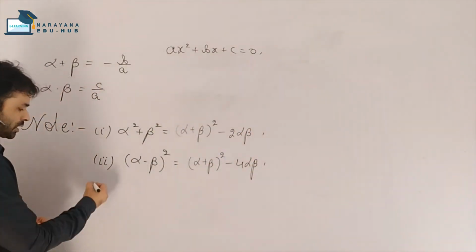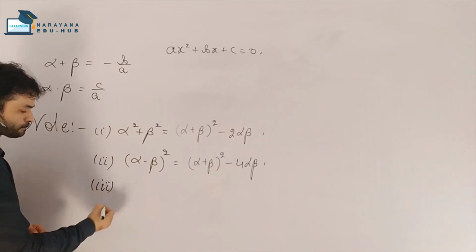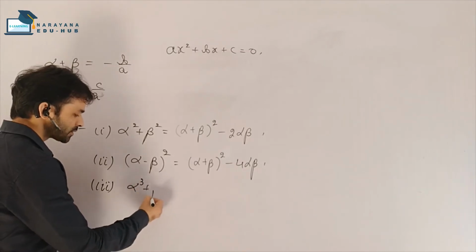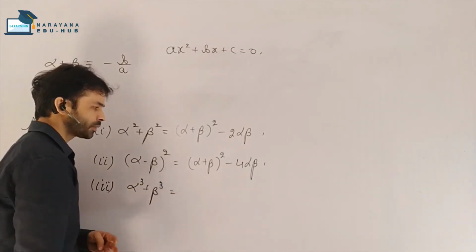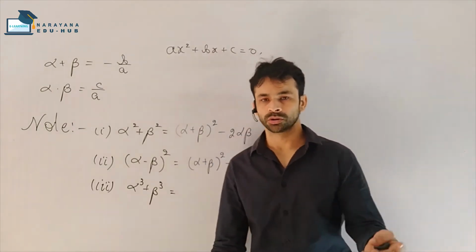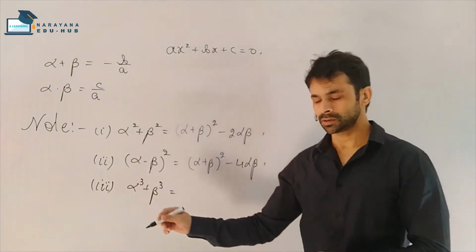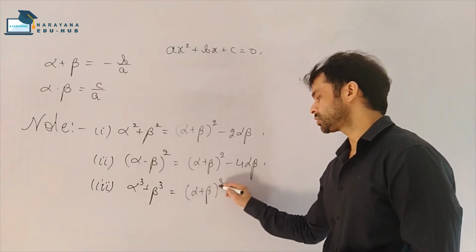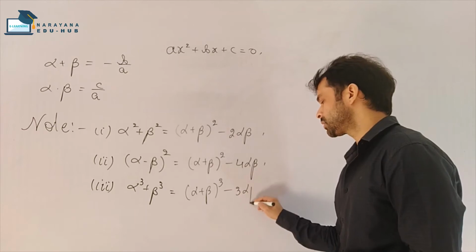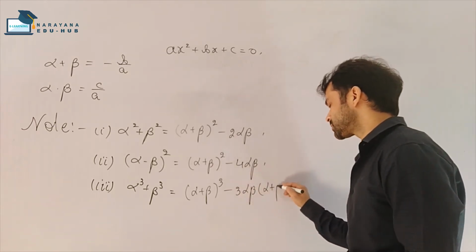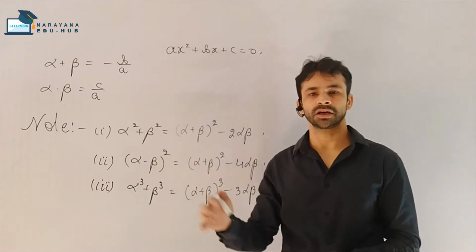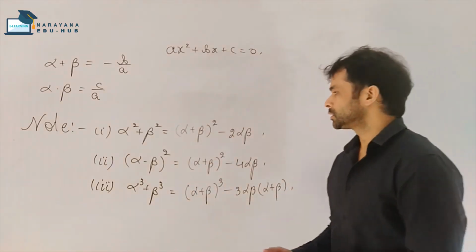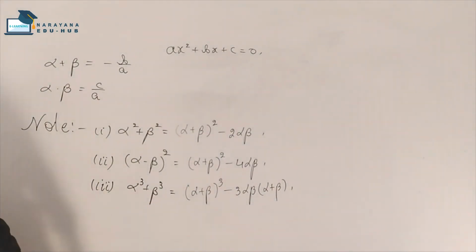Then you can have find the value of alpha cube plus beta cube. So again you will use the result. This is equal to alpha plus beta whole cube minus 3 alpha beta into alpha plus beta. We have alpha plus beta, we have alpha into beta. We'll put those values here. Okay, so now come to the next point.